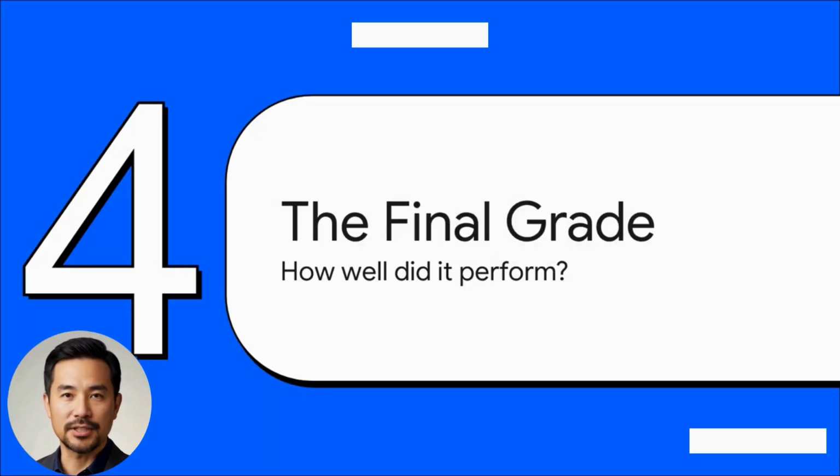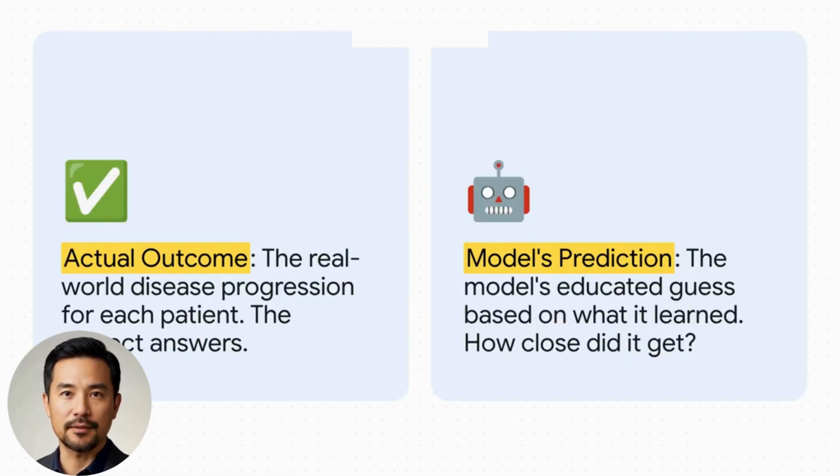The predictions are in. Now it's time to get out the red pen and grade the exam. This is the part where we compare our model's guesses to the actual real-world outcomes for the patients in our test group. Let's see how it did. This is the ultimate comparison, the showdown. On one side, we have the ground truth, what really happened to these patients after a year. These are the correct answers. And on the other side, we have the numbers our model just generated. Its educated guesses. The closer these two columns are, the better our model performed.